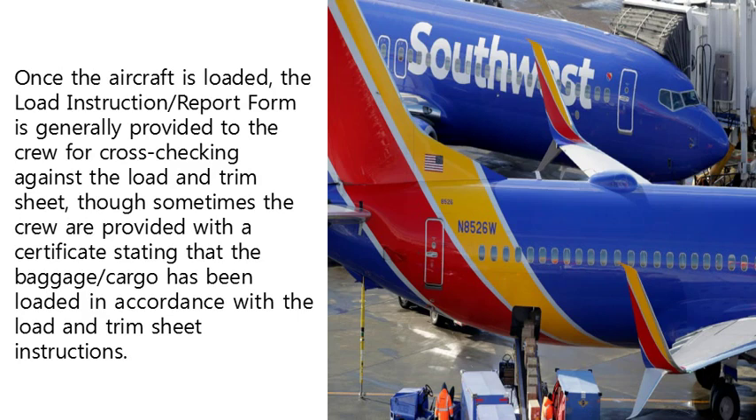Once the aircraft is loaded, the load instruction report form is generally provided to the crew for cross-checking against the load and trim sheet, though sometimes the crew are provided with a certificate stating that the baggage and cargo has been loaded in accordance with the load and trim sheet instructions.